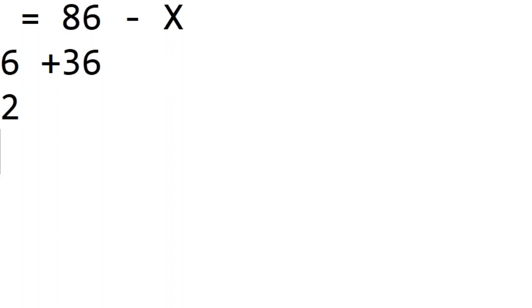Very simple. Indirectly, the number is more than 36 by the same difference by which it is less than 86, which means it is the middle number between 36 and 86. We know how to find the middle number: the average, 36 plus 86 by 2. That is the middle number. Understood all of you? Yes. Good, Avinash.